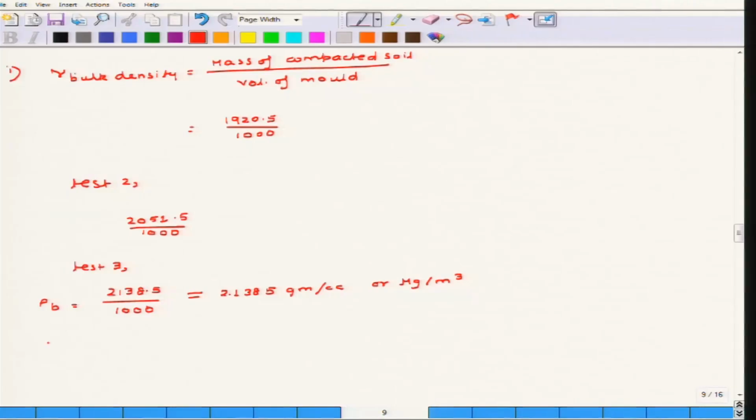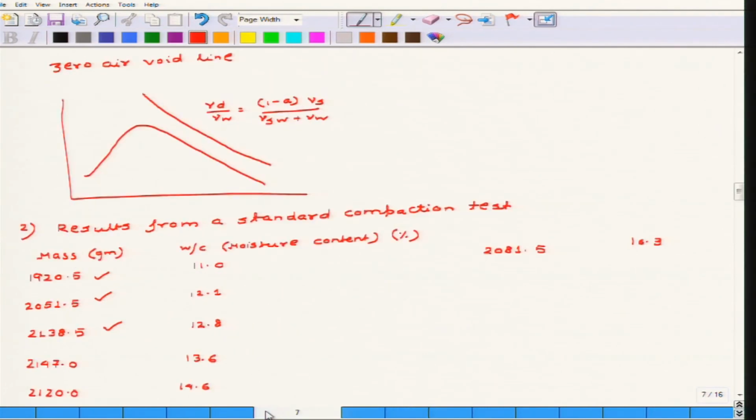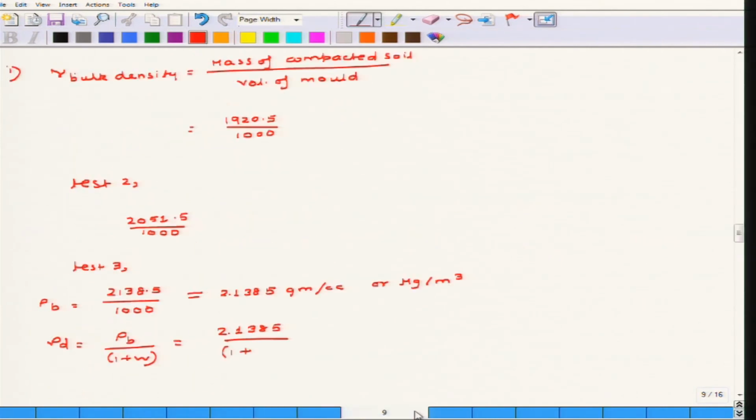The dry density can be found as rho D equals rho B by 1 plus W. So, this will be 2.1385 divided by 1 plus, now the corresponding moisture content is 12.8, so 1 plus 12.8 by 100. This is equivalent to 1.896 gram per cc or megagram per meter cube.